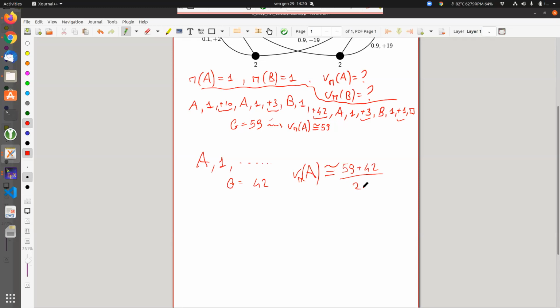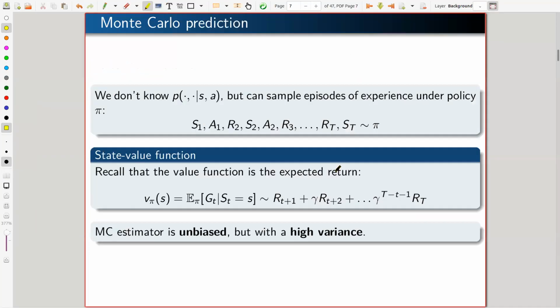And of course, there is some theory, some theorem behind that tells you that if these estimates are independent and identically distributed, which they are, then this empirical mean will converge exactly to the expected value of the episodes, which is by definition, if you think about it, exactly the value that you're looking for. Okay. So what I'm telling you is this one.